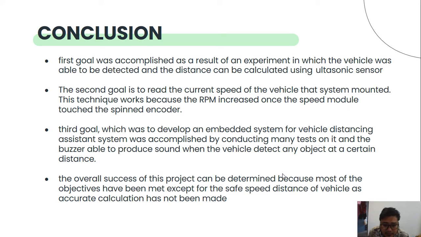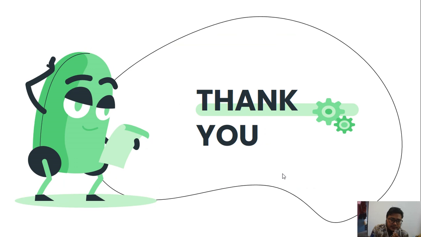The third goal, which was to develop an embedded system for a vehicle, was accomplished by conducting many tests on it, and the buzzer was able to produce sound when the vehicle detects any object at a certain distance. The overall success of this project can be determined because most of the objectives have been met, except for the safe speed and distance of the vehicle, as an accurate calculation has not been made. That's all from me. Thank you.